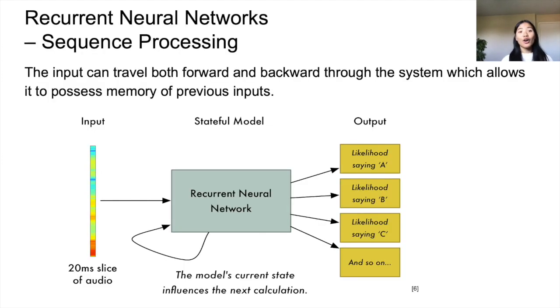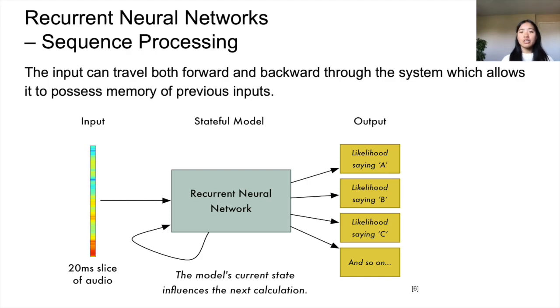A type of artificial neural network that is commonly used for sequence processing is called a recurrent neural network. Unlike the previous networks that we looked at, where the data could only travel forward, where from the input layer, the information had to keep going forward until it reached the output layer, a recurrent neural network is able to travel both forward and backward through the system, which allows it to possess memory of previous inputs.